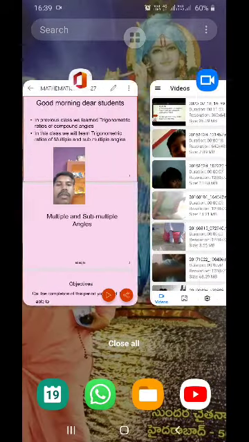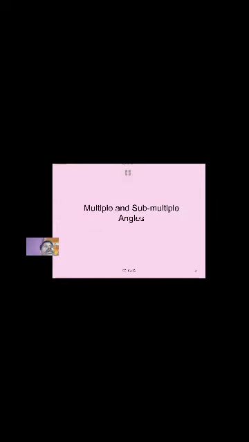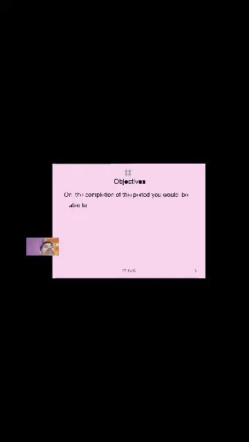Students, in previous class we learned trigonometric ratios of compound angles. In this class we will learn trigonometric ratios of multiple and submultiple angles. So on the completion of this period you would be able to understand the properties of trigonometric functions of multiple and submultiple angles.